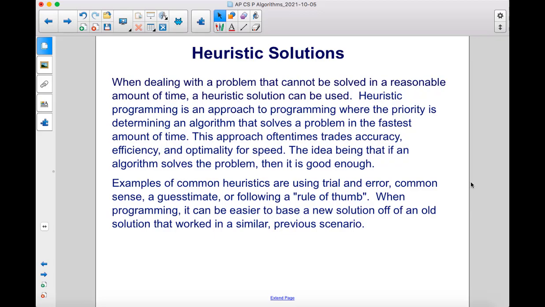Examples of common heuristics are using trial and error, common sense, a guesstimate, or following a rule of thumb. When programming, it can be easier to base a new solution off of an old solution that worked in a similar previous scenario.